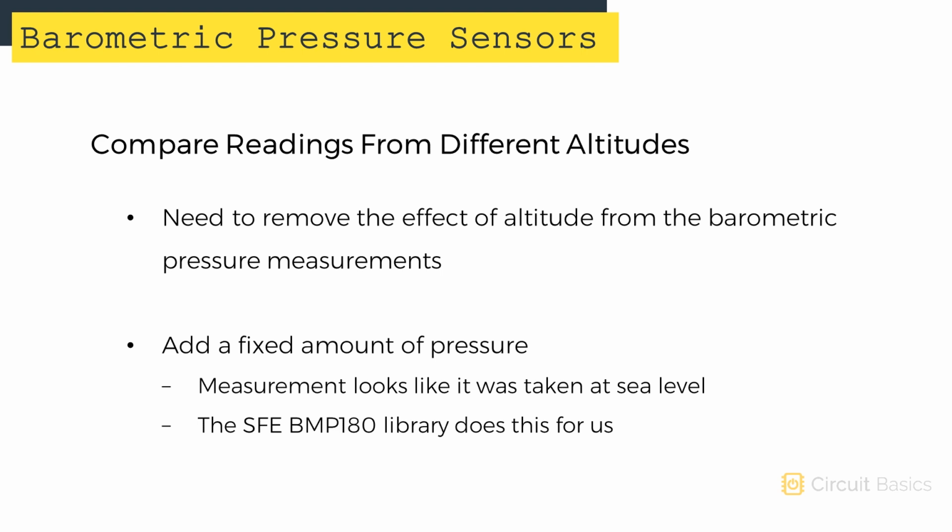To do that, we can add a fixed amount of pressure to our readings to make it seem like the measurement was taken at sea level. All weather stations do this to make the barometric pressure readings from stations at different altitudes comparable. That way, you'll know a low pressure reading at one station was caused by the weather and not due to its higher altitude. The SparkFun library has a function that makes this easy.